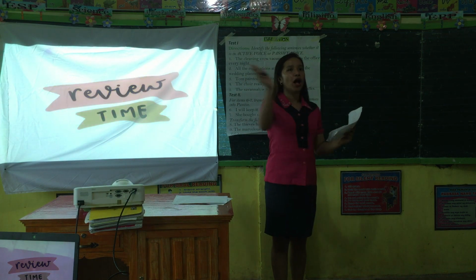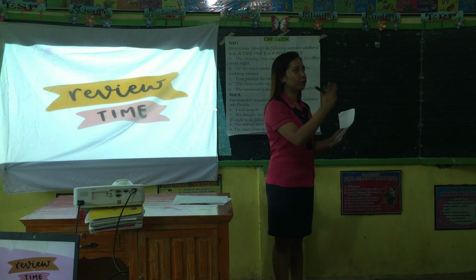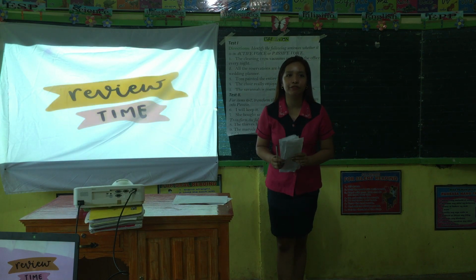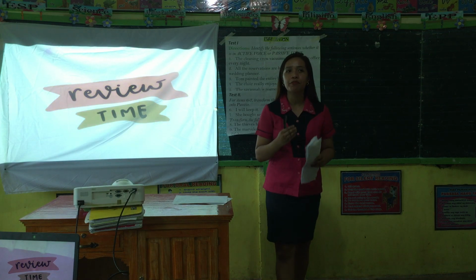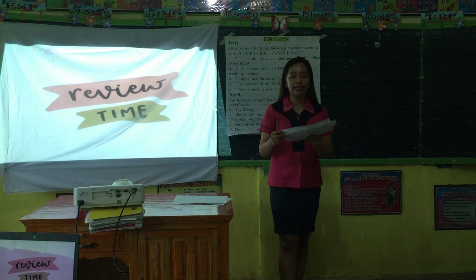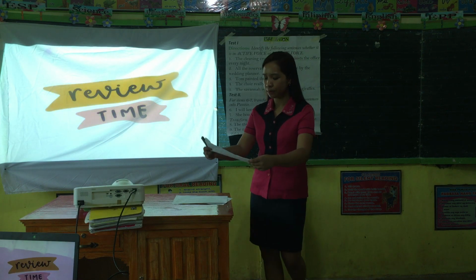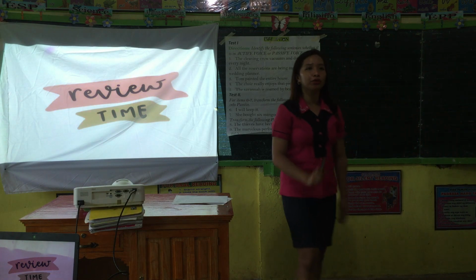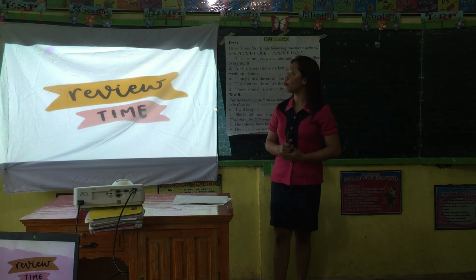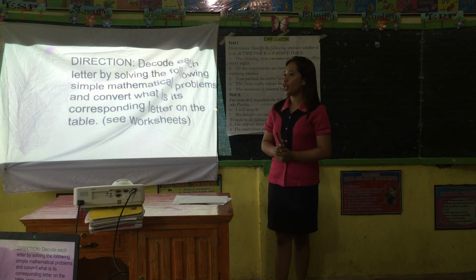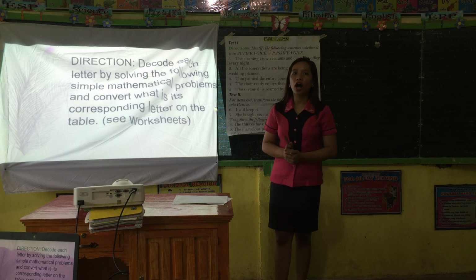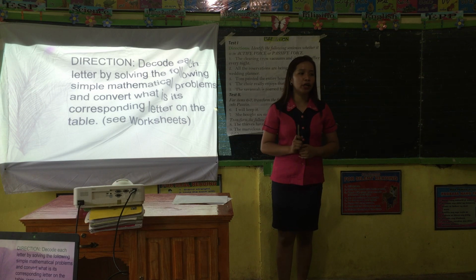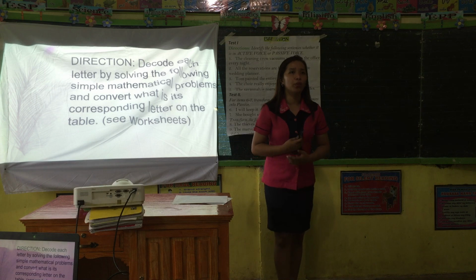1, 2, 3. 1, 2, 3. Groups 1 and 2 shall be seated in front, and the remaining group, group 3, shall be seated at the back. So here are the worksheets. We have for group 1, group 2, and group 3. For the direction, we have: decode each letter by solving the following simple mathematical problems and convert it to its corresponding letter on the table below. So the questions are already on your worksheets.